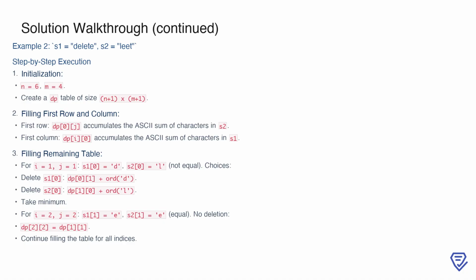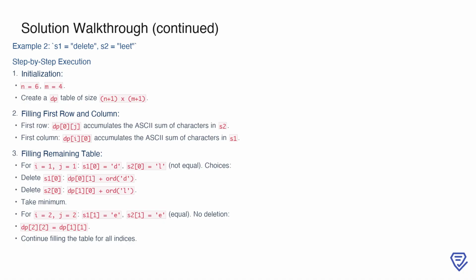For instance, at i equals 1 and j equals 1, the characters d and l do not match. Here, we calculate the cost of deleting d and the cost of deleting l, and store the minimum value. However, when we reach i equals 2 and j equals 2, the characters e and e match. In this case, no deletions are required, so we inherit the value from the top left diagonal cell, DP[1][1].